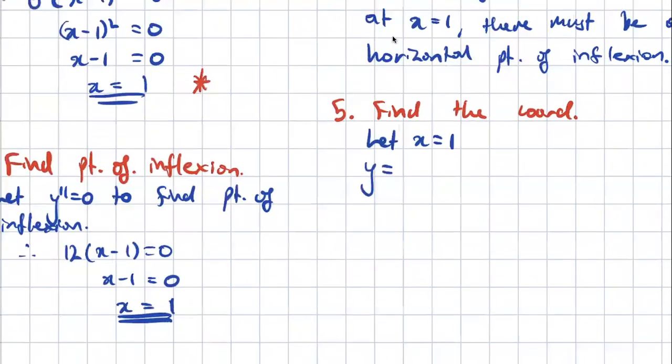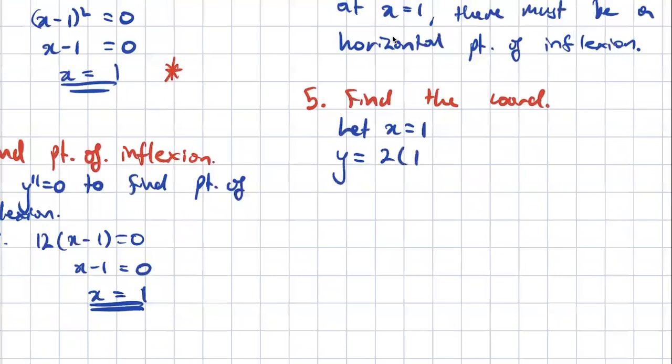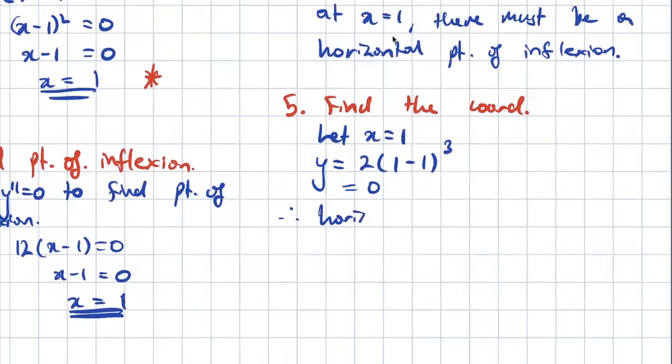So y is equal to, we go up to our original function, y is equal to 2 times 1 minus 1 all cubed. Inside of this bracket, it's going to become 0, and then 0 cubed is still 0, times 2 will still give you 0. So therefore, our horizontal point of inflection is at 1, 0.